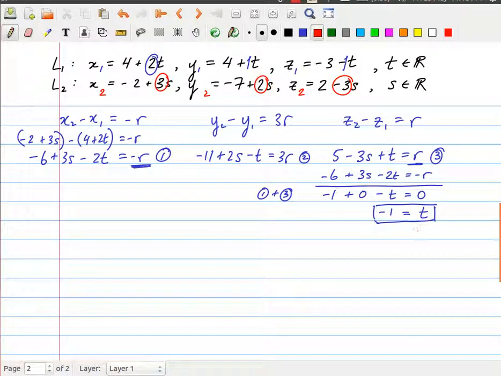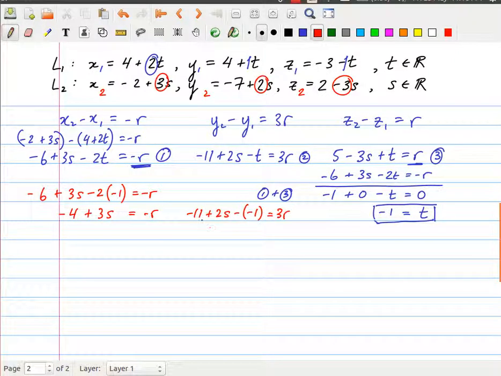So how am I going to make use of this? Well, one thing I could do is I could actually just put this t equals negative 1 into both of these equations and see what I get by way of a new simplified equation. So this one becomes negative 6 plus 3s minus 2 times t, but t is negative 1, equals negative r. And so this becomes negative 6 plus 2. So that's negative 4 plus 3s equals negative r. And then I go back to equation number 2, and that one becomes negative 11 plus 2s minus, again it's minus t, so minus negative 1 equals 3r.